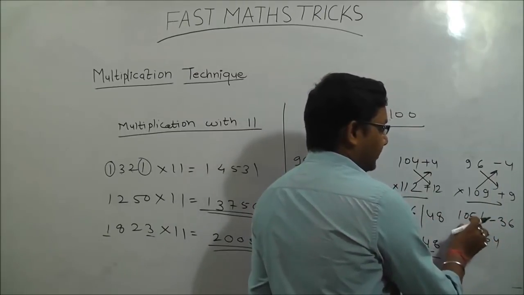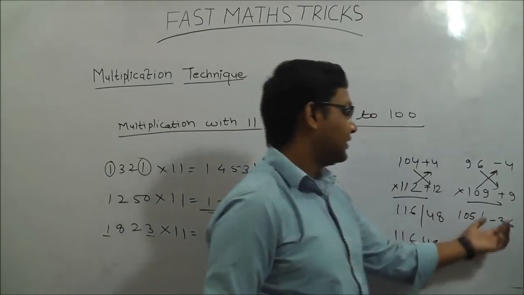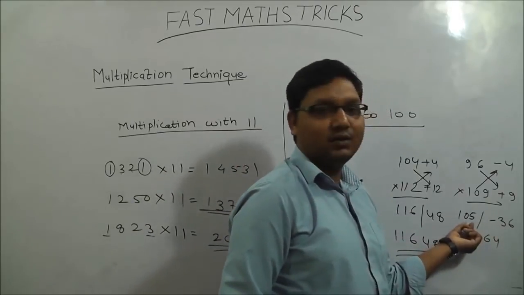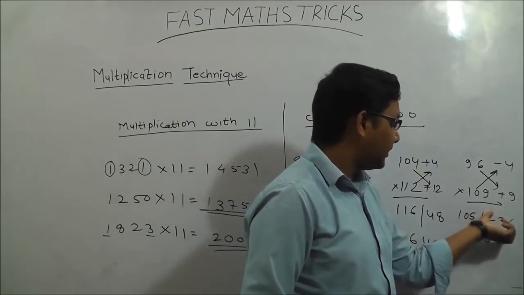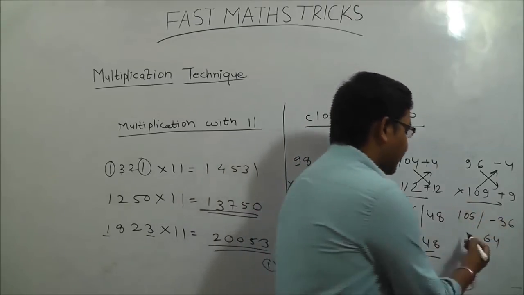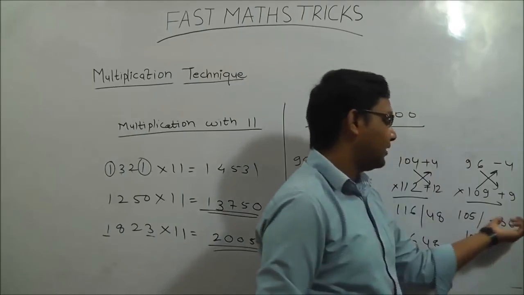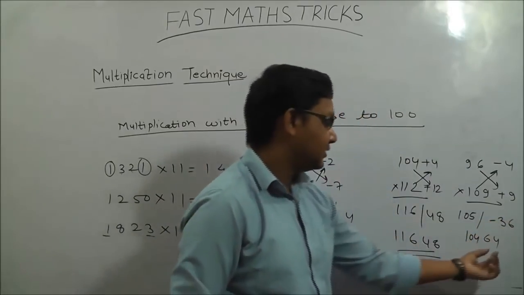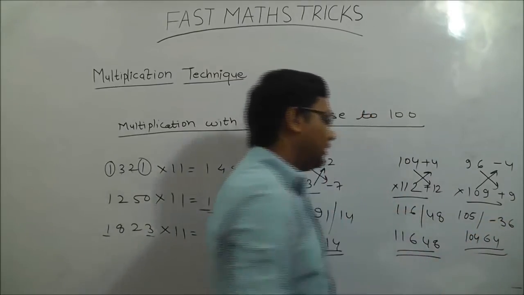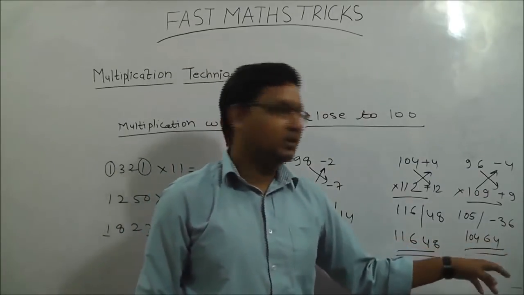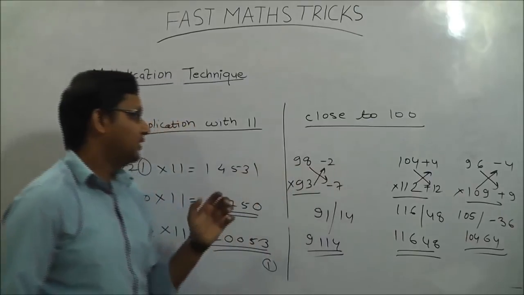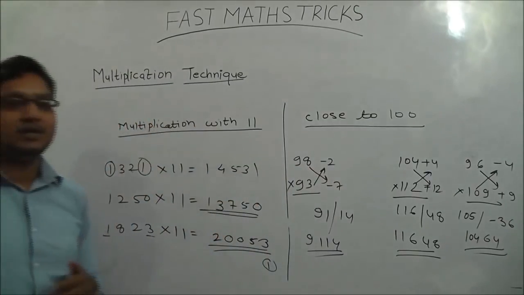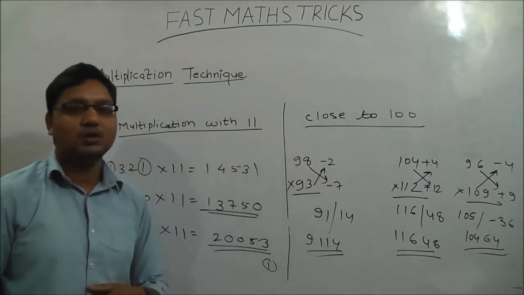64. And because we have subtracted from 100, we have to subtract 1, because we have taken 1 carry from here. So taking 1 carry from 105, it becomes 104. So it becomes 100 minus 36, that is 64. So the answer will be 10,464. So in this way, you can do multiplication with numbers close to 100.